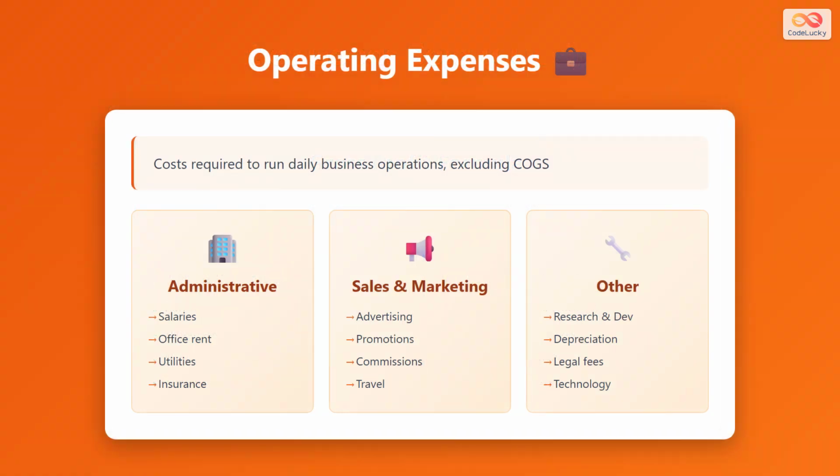Operating expenses are all the costs required to run your business daily, excluding the cost of goods sold. These fall into three main categories. Administrative expenses include salaries, office rent, utilities, and insurance. Sales and marketing expenses cover advertising campaigns, promotional activities, sales commissions, and business travel. Other expenses include research and development, depreciation of assets, legal fees, and technology costs. Managing operating expenses effectively is key to maintaining healthy profit margins and ensuring long-term business sustainability.